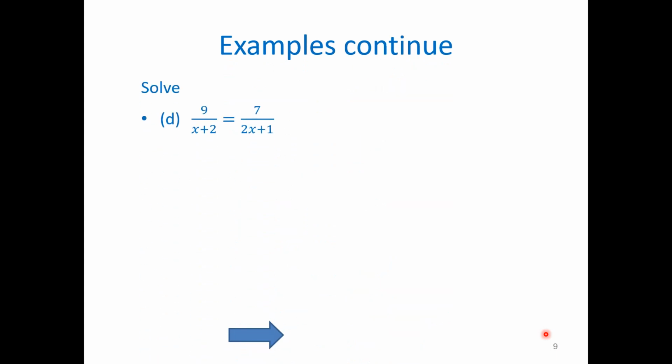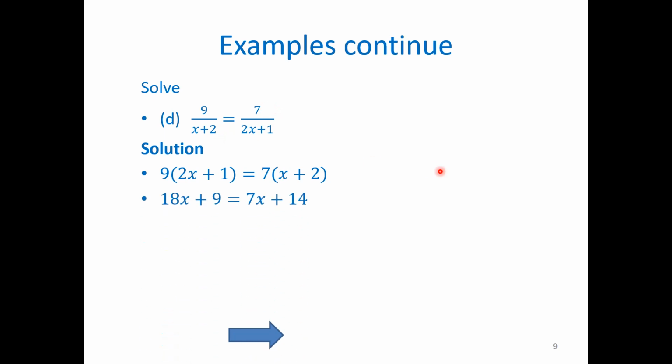Let's see one more example. 9 by (x plus 2) equals 7 by (2x plus 1). Similar to the previous question, we can multiply this way, and then we will get 9 times (2x plus 1) equals 7 times (x plus 2), and then you multiply out the bracket, you will get 18x plus 9 equals 7x plus 14.